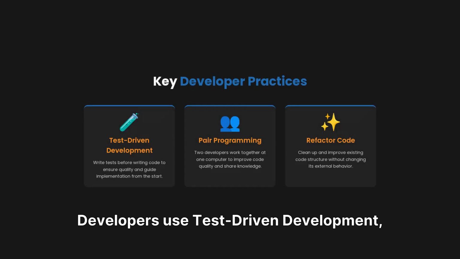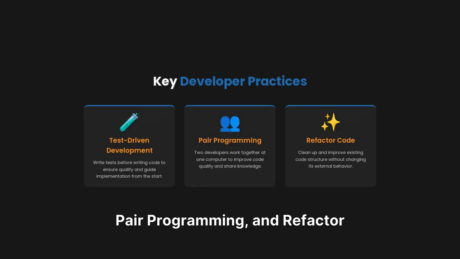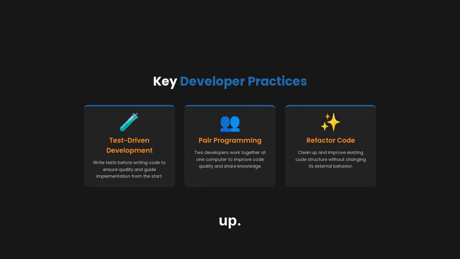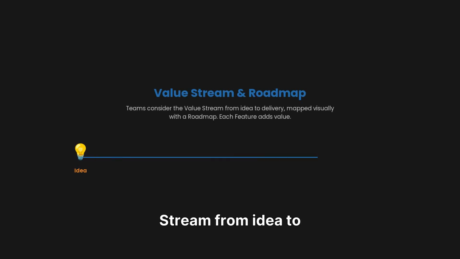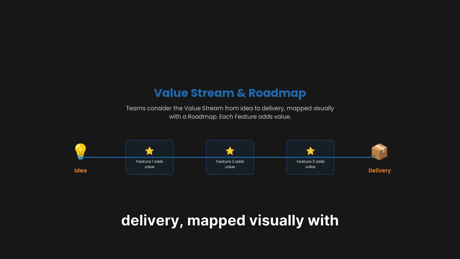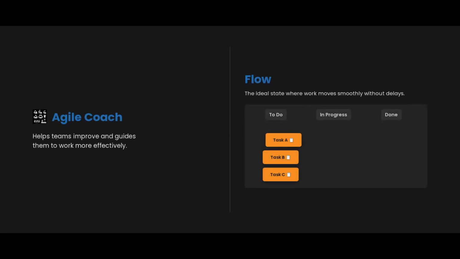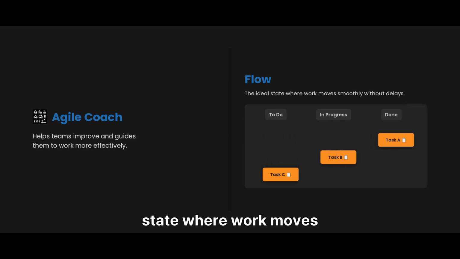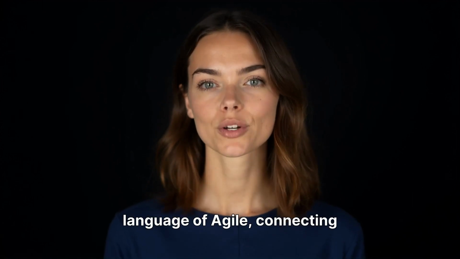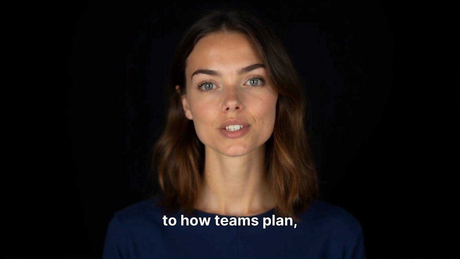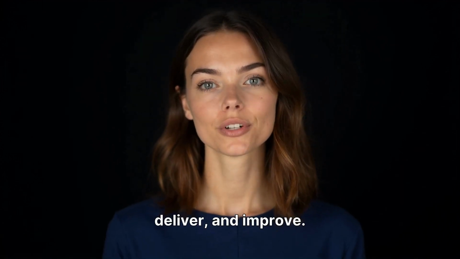Developers use test-driven development, pair programming, and refactor code to clean it up. Teams consider the value stream from idea to delivery, mapped visually with a roadmap. Each feature adds value. An Agile coach helps teams improve. Flow is the ideal state where work moves smoothly without delays. You've learned the core language of Agile, connecting to how teams plan, deliver, and improve.